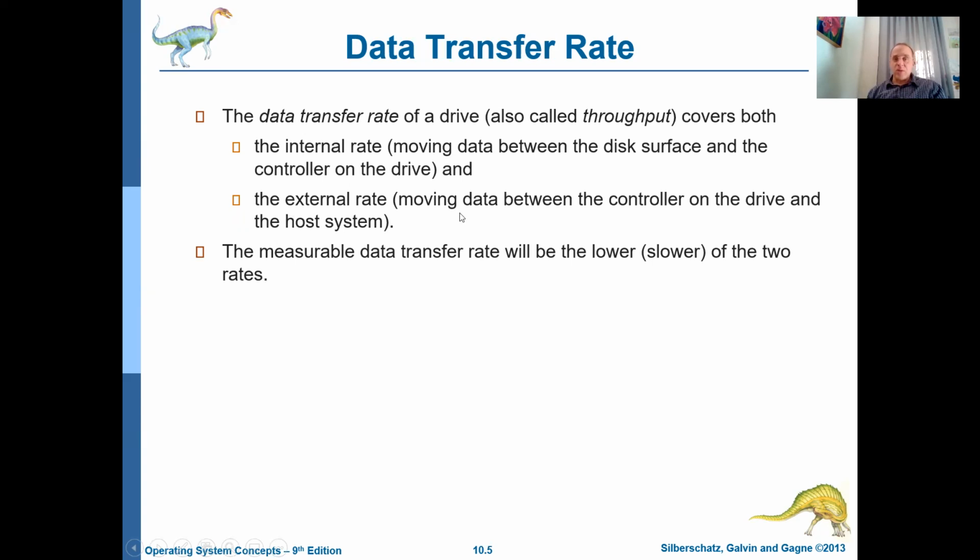And then there's the external rate, which is moving the data from the controller to the actual CPU. So all of that is called the transfer rate. The measurable data transfer rate will be the slower of the two rates. In other words, since these are rates, they're going on simultaneously. I'm copying to the controller, and the controller is copying out.